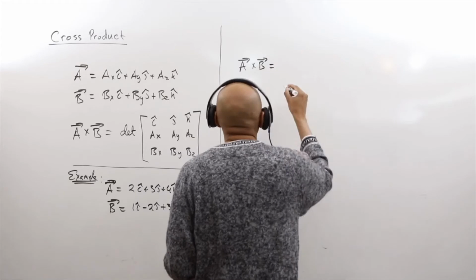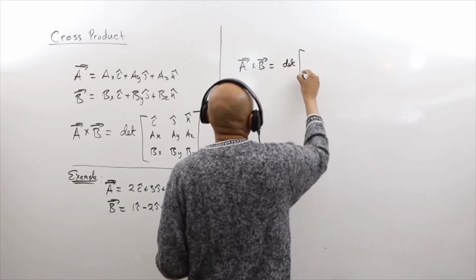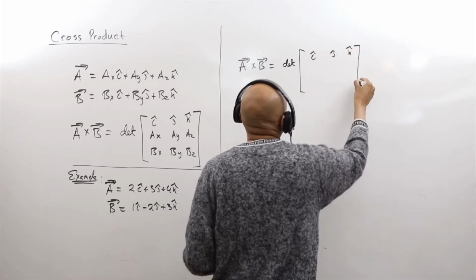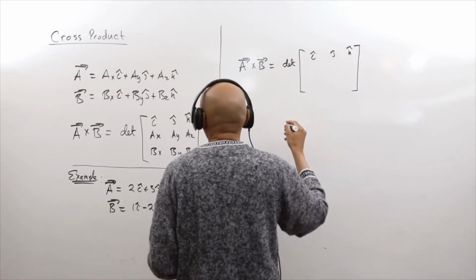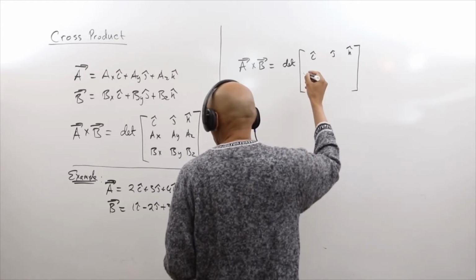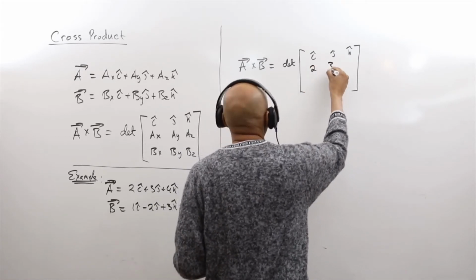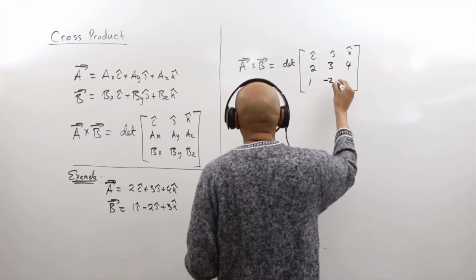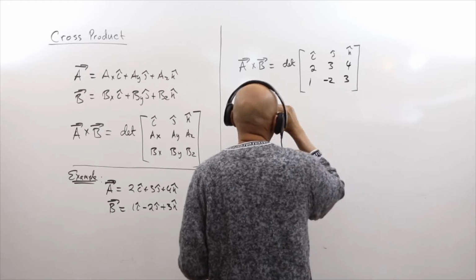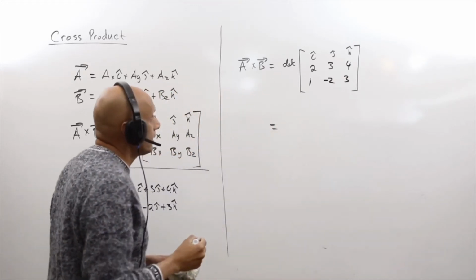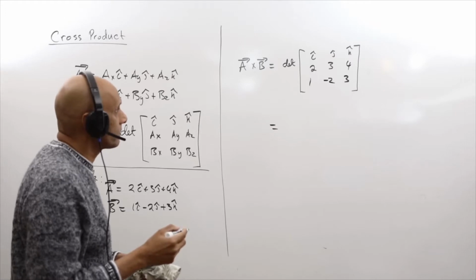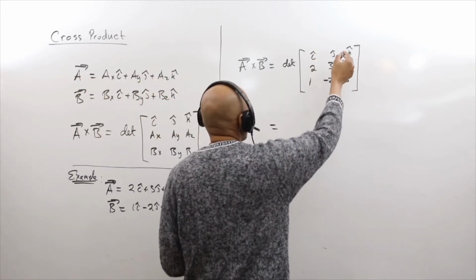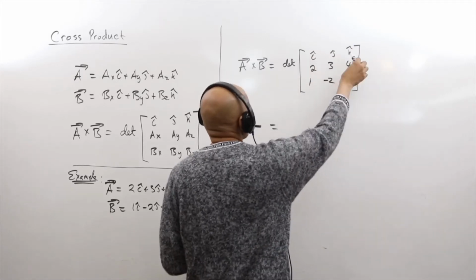So A cross B is equal to the determinant of the 3x3 matrix i, j, k. It's inside this square matrix. Remember, determinants are only defined for square matrices. So 2, 3, and 4. 1, minus 2, and 3. And of course we can take any row or column for expansion, but just for teaching, for starting you off with determinants, I'm going to expand in the first row.